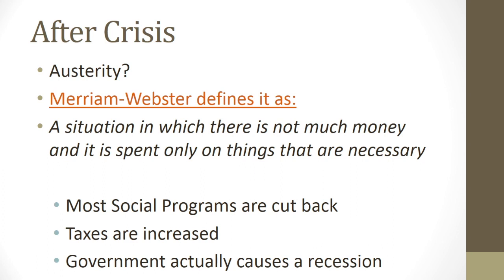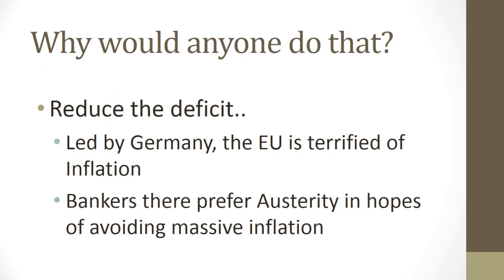Well, most social programs are cut back. That means that a lot of old people might not get the medical benefits they need. Taxes are increased, so that means that everybody's hurt a little bit more with the money they make. And the government actually causes a recession in the society. Now, why would they do that? Well, they do that so that we tighten our belts, okay? Essentially, this reduces the deficit. They're able to pay back some of the debt.